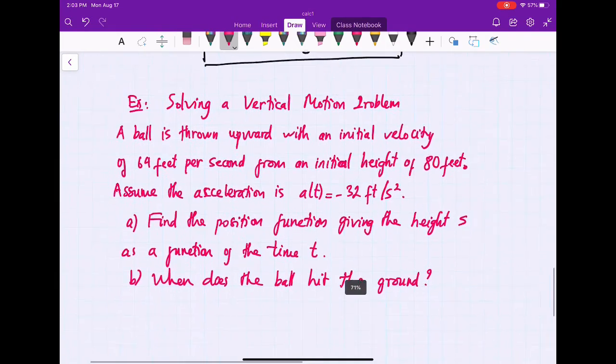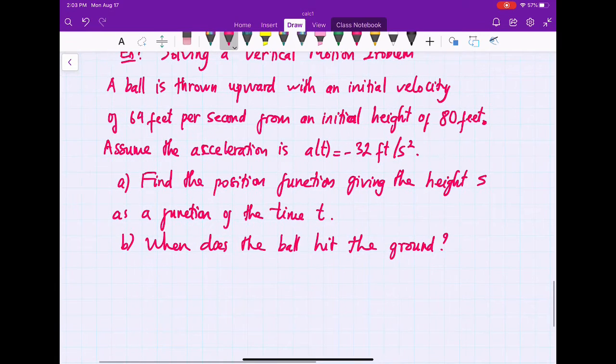We suppose that a ball is thrown upward with an initial velocity of 64 feet per second from an initial height of 80 feet. You see, you already have two initial conditions in here, right? The initial velocity and the initial height. Okay, assume that the acceleration is a equal to negative 32 feet per second squared, and they ask us to find the position function, the height s as a function of the time t, and when the ball hits the ground.